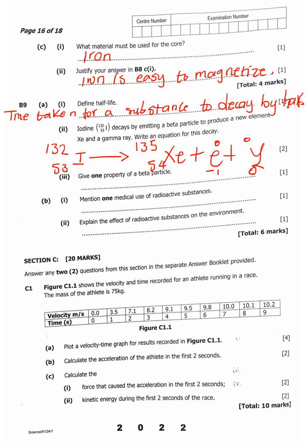Now give one property of a beta particle. It consists of 1 electron per particle. Or if you want, we can just say it has a negative charge. Then mention one medical use of radioactive substances. They have not specified, so any of these radioactive substances can be used to treat cancer.